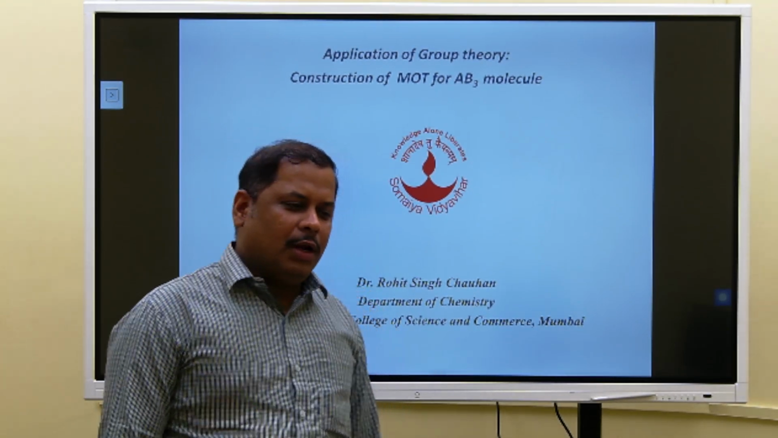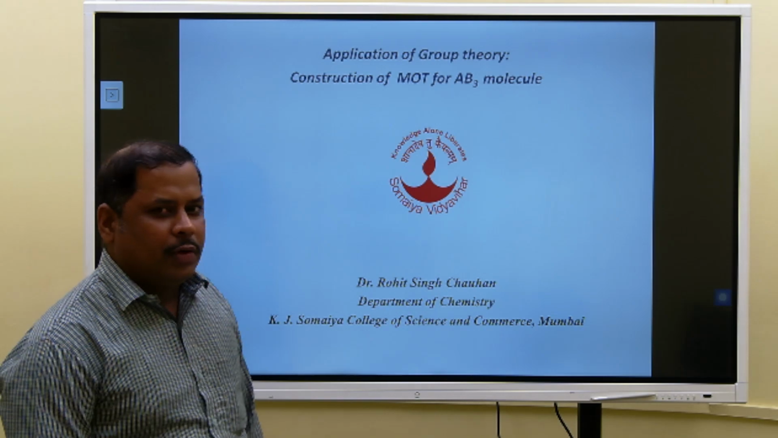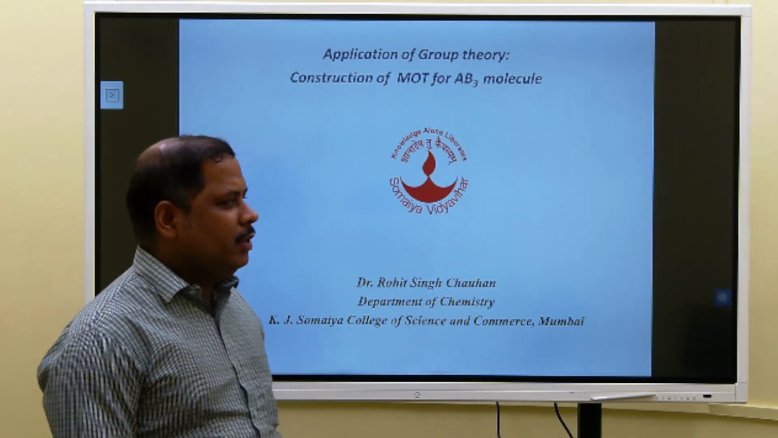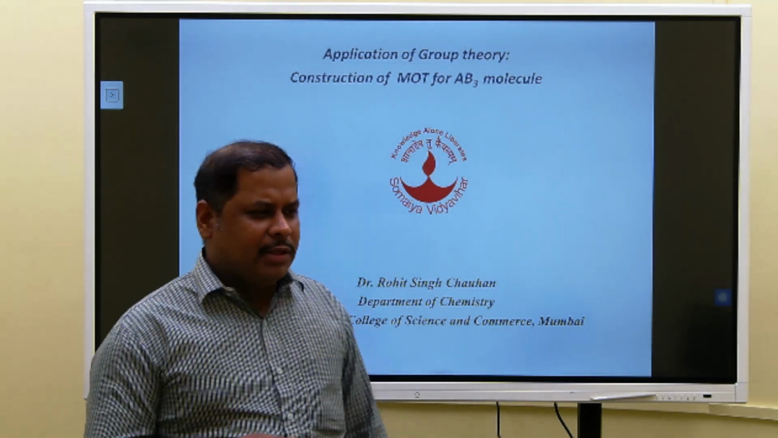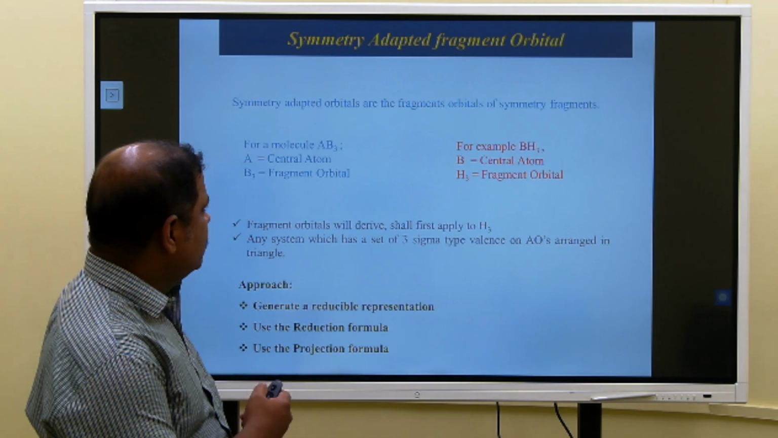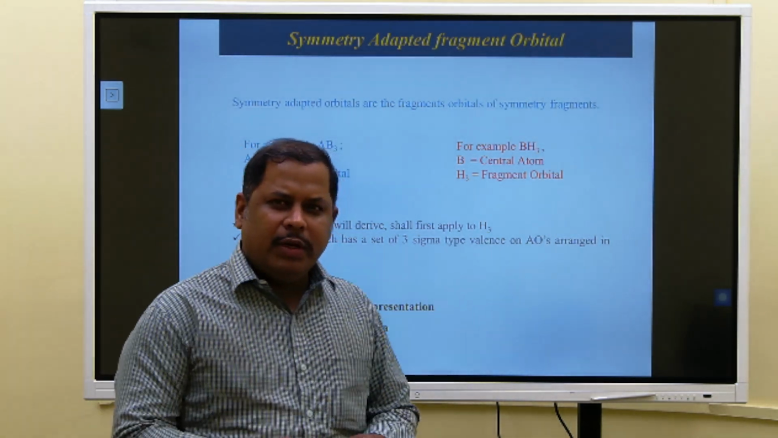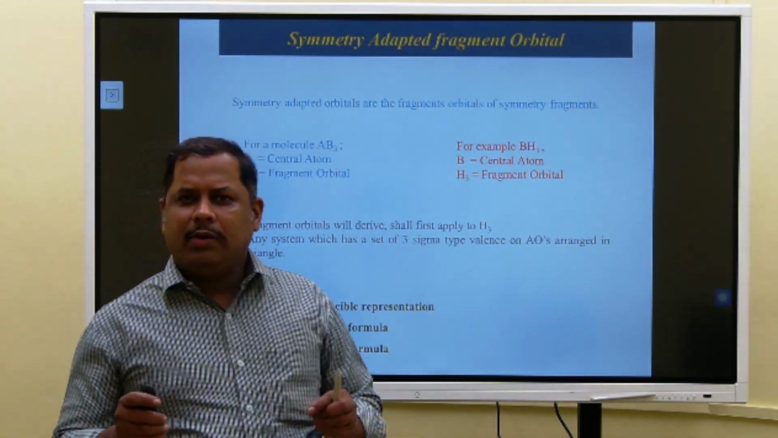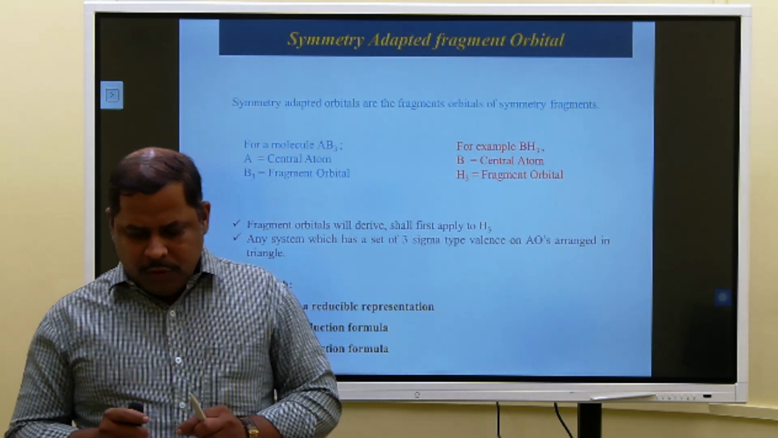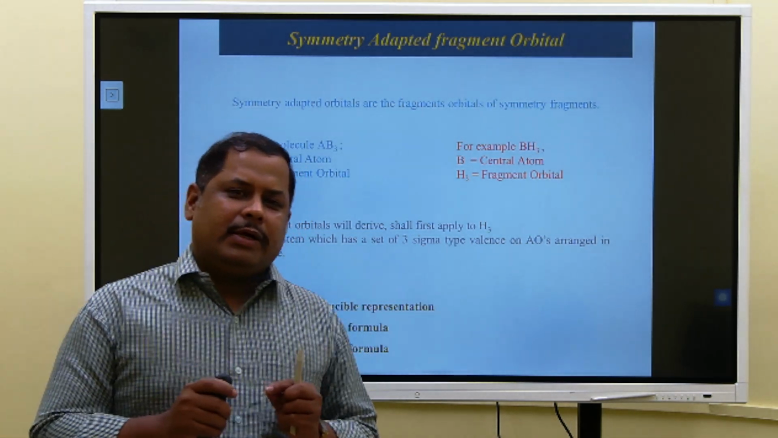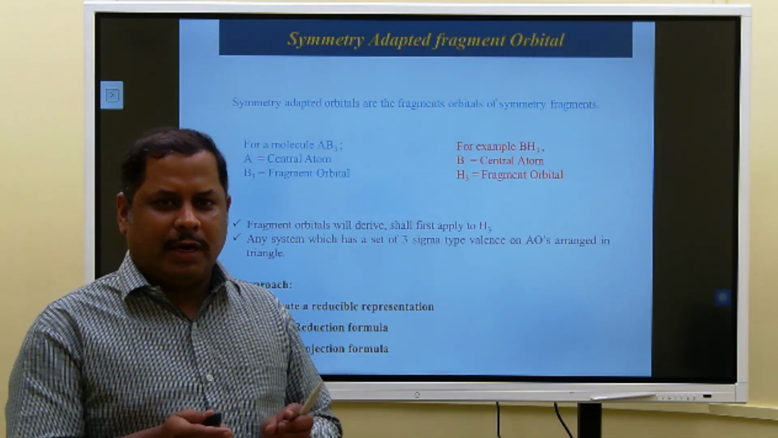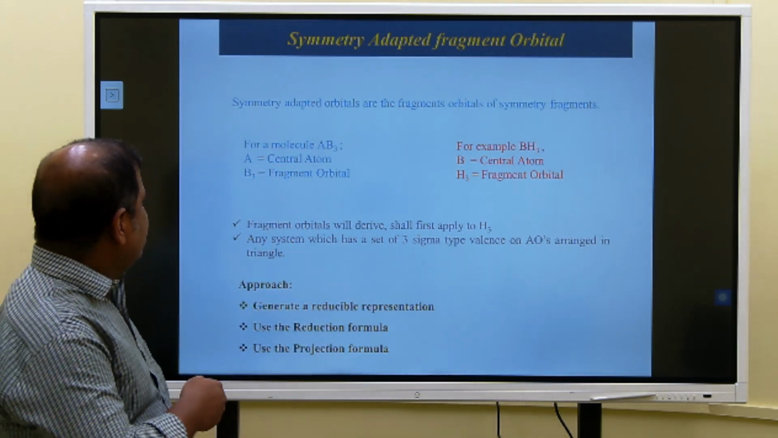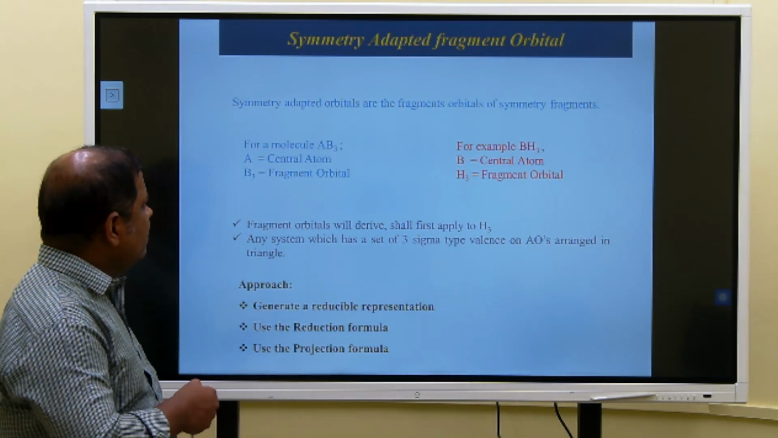Good afternoon to all. Today we are going to learn to construct the molecular orbital theory with the help of group theory. So we are taking the example of AB3 type of molecule. So always remember, whenever you are trying to construct the molecular orbital theory, you have to divide the molecule in terms of central atom and peripheral atom. Since we are taking the example of AB3 over here, right?